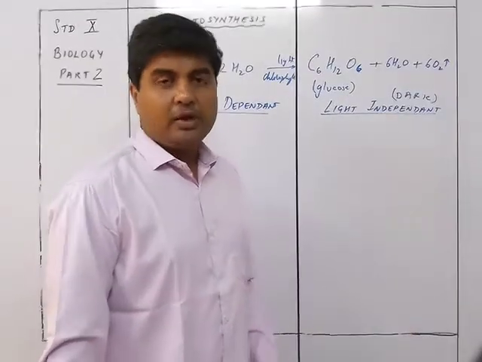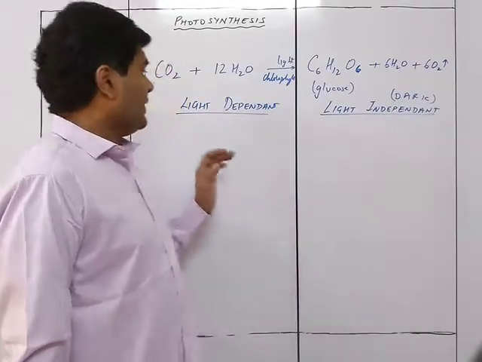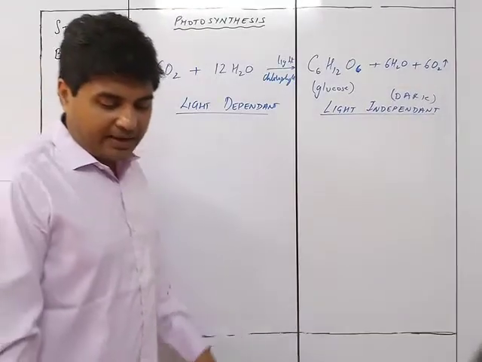The dark phase would mean it happens only at night time, but it's not so. It can take place even in the daytime, whereas this light dependent phase will take place only in the daytime.